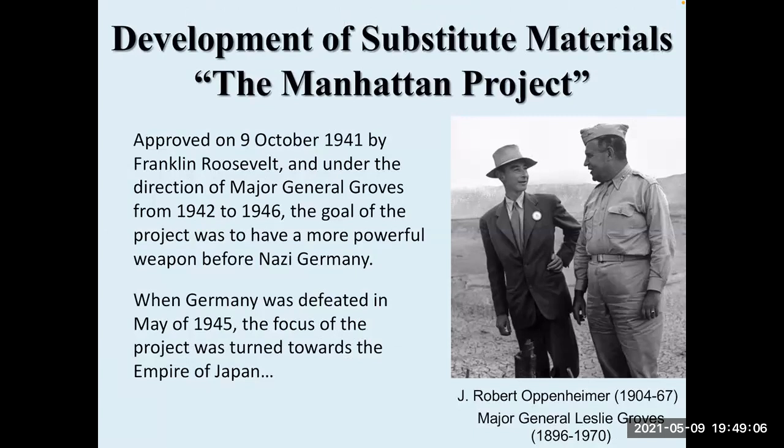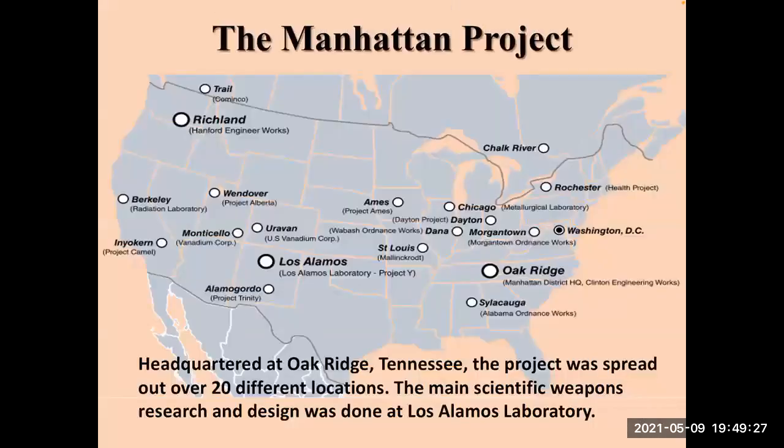So there was a development of materials during the Manhattan Project. Basically, the project was to build more powerful weapons before Germany. Germany was defeated in May of 1945. The focus of the project then turned towards Japan, because when Germany surrendered, Japan did not. They continued to fight. So they worked on the project. They were spread all over the country. The main scientific weapons research and design was done at Los Alamos Laboratory in New Mexico.